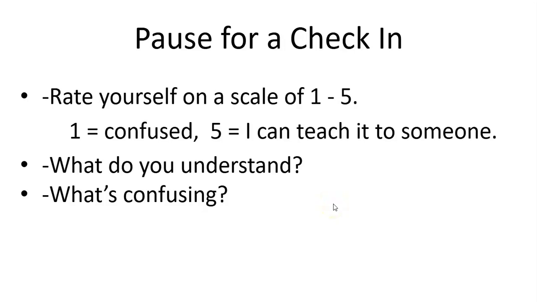The last thing I want you to do is to rate yourself on a scale of 1 to 5. 1 means you're confused, and 5 is you can teach it to someone. Then describe what you understand and what's confusing.